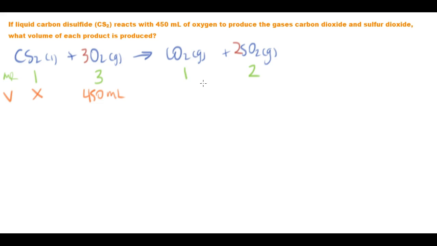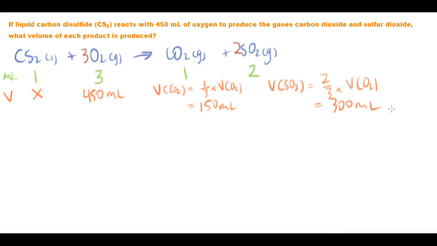So if you compare 3 to 1, and if we do it the long way, you can even do this in your head, but if you do it the long way, the volume of carbon dioxide gas is going to be 1/3 of the volume of our oxygen, which is essentially 150 mL. And same on the right hand side, our volume of sulfur dioxide is going to be 2/3 of the volume of our oxygen, which is I think 300 mL off the top of my head. Okay, here we go, it is solved.